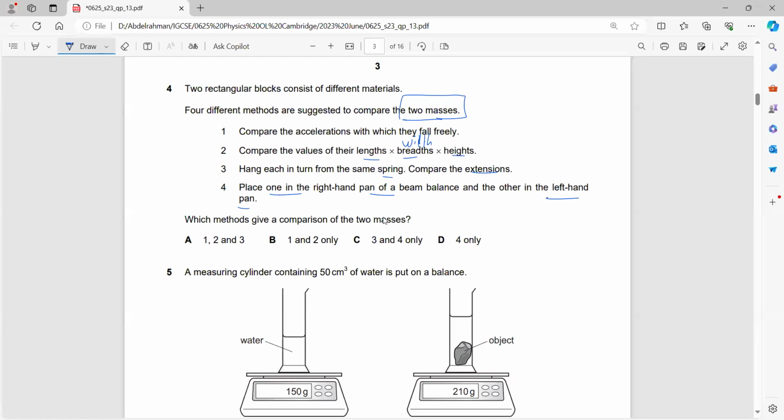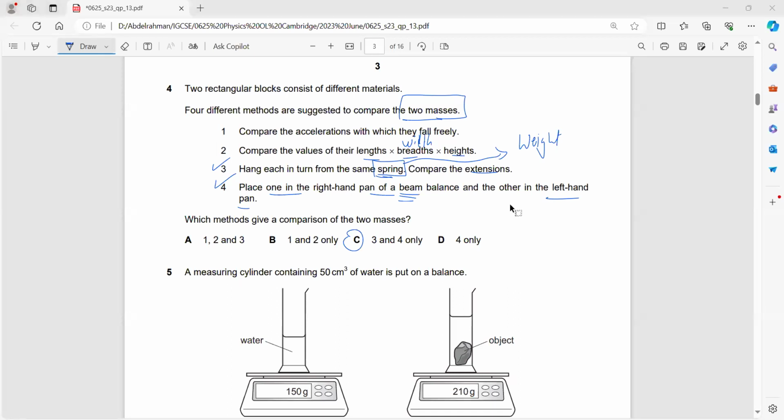Four is correct, but it's not four only. Actually, three is correct as well. Why? Because we can compare the masses by using the springs. We're only comparing the weights, the forces, if we use the spring. If you find the weight, you can find the mass using the weight. So you can compare the weights using a spring, and you can compare the masses using a beam balance. So three and four only.